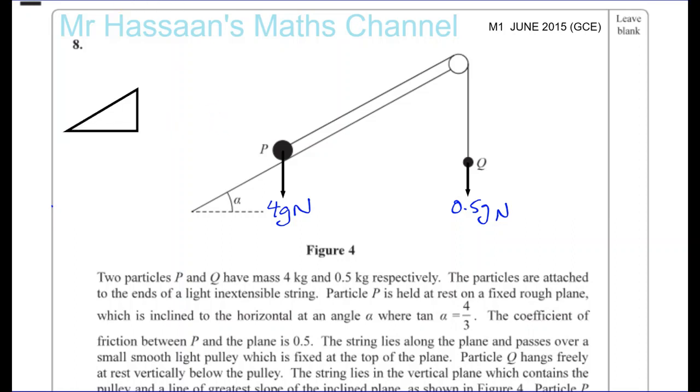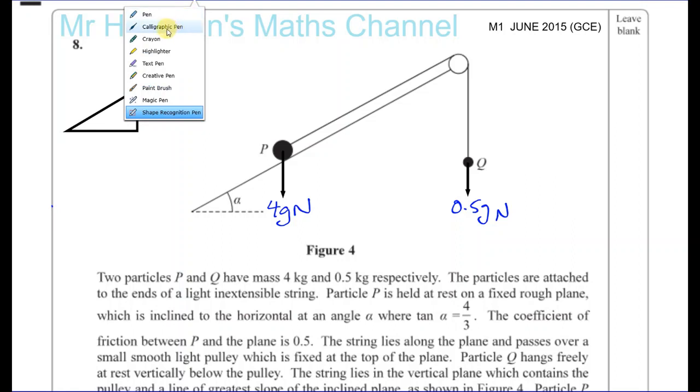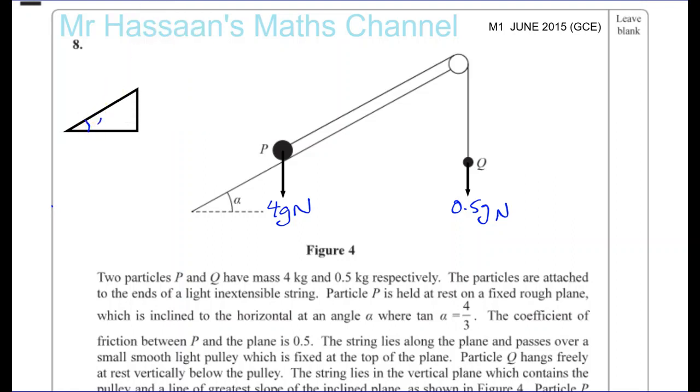Okay, now supposing that angle here is alpha, that's a right angle. The tan of alpha is 4/3, as it told us. So that means the opposite is 4 and the adjacent is 3. That means the hypotenuse is going to be 5. A 3, 4, 5 triangle, okay, by Pythagoras' theorem.